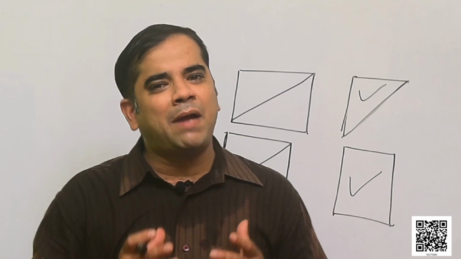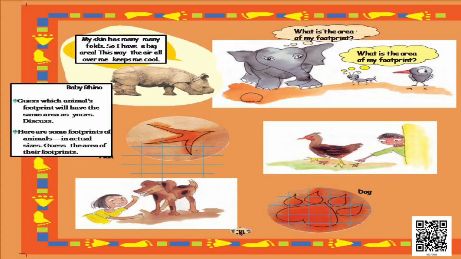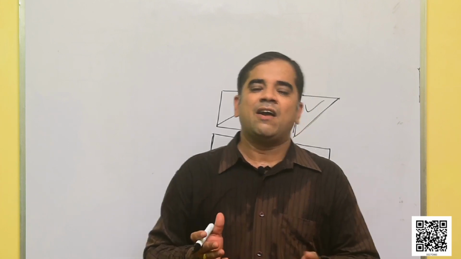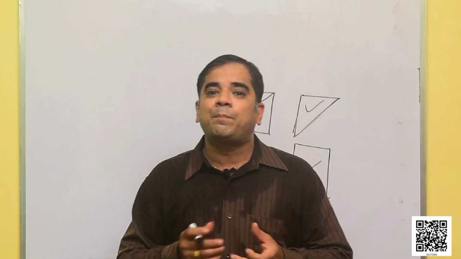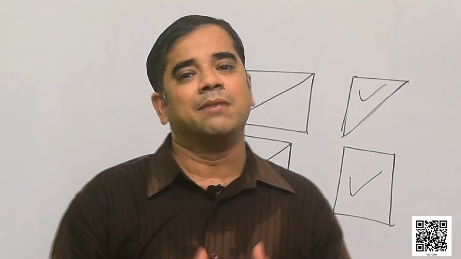That's why the baby rhino which is there in your book, the skin of it has more area than the skin of the elephant, because the skin of the elephant is not folded much. Rhino, its skin is more folded. What about the ant? It has very little area because it has very little skin. Same way we can find out the area of the footprints of different animals and birds.